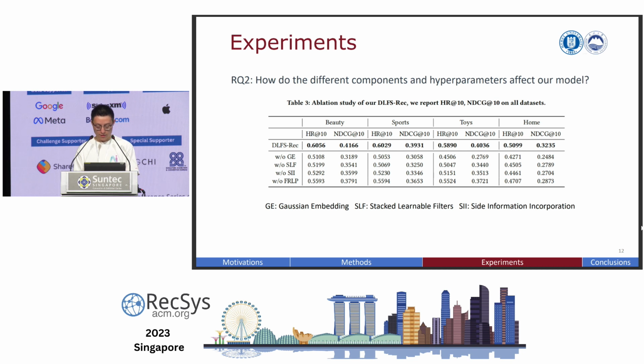Gaussian embeddings, set information incorporation, stacked learnable filters, and the FLLP component are all crucial components of our model. Our ablation experiments have clearly demonstrated that the removal of any of these components results in a substantial drop in performance, indicating the significance of each part.